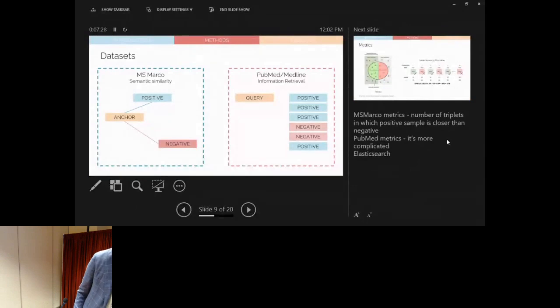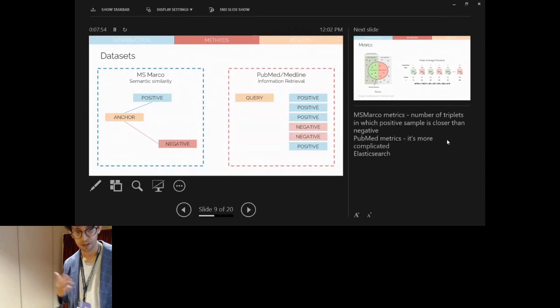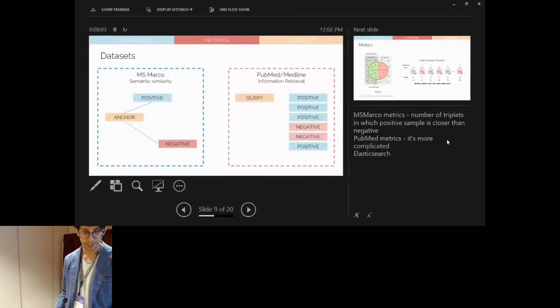The datasets that we have been using, there were two of them. The first one was the Microsoft MS MARCO for semantic similarity, and the second one was the PubMed or Medline database for information retrieval. For MS MARCO, the metric was simple. The MS MARCO dataset is formed as a set of triplets. The first element of each triplet is an anchor or a query, so it is a word or a short sentence. The second part of each triplet is a positive sample, so it is a text that is relevant to the query. And the third one, the negative sample, is irrelevant.